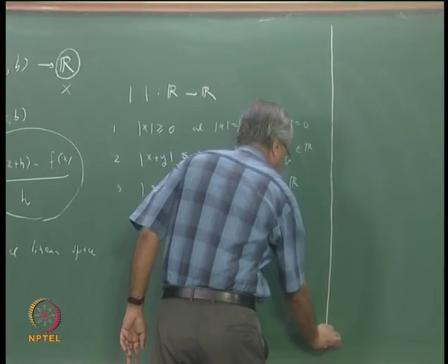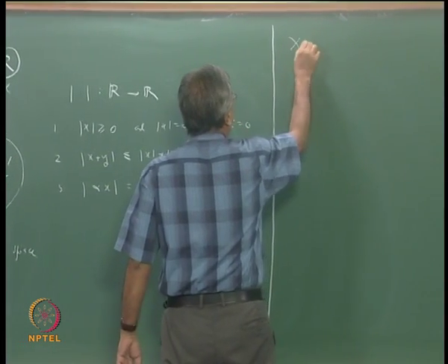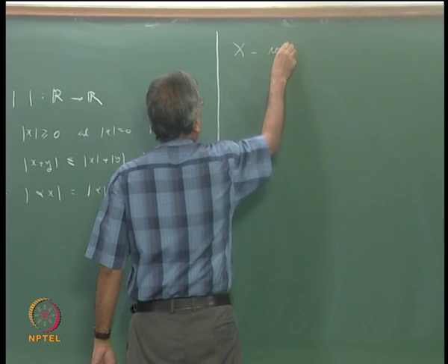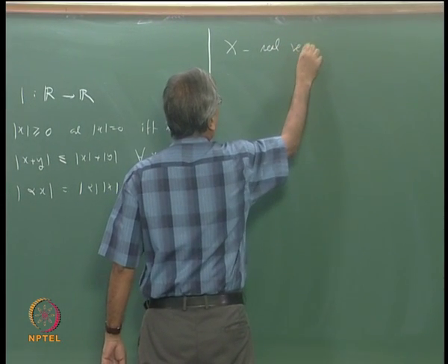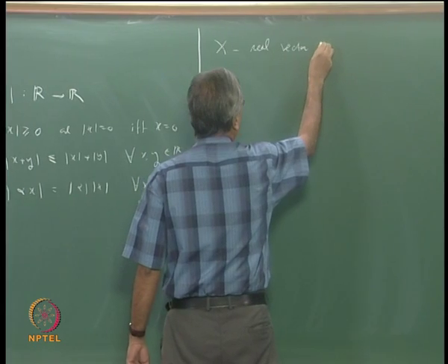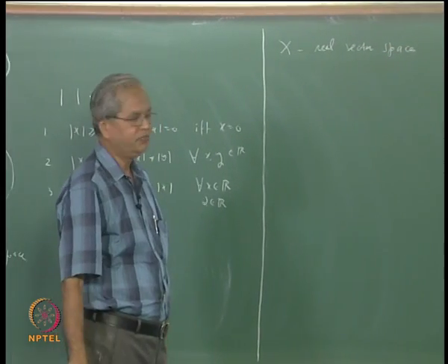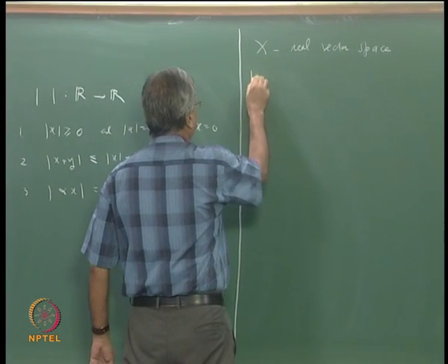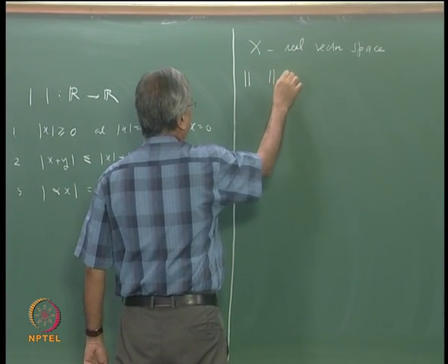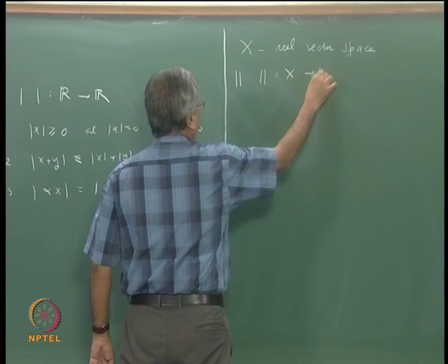So let us say X is a real vector space. Of course, we can define something similar in the complex vector space also, but we shall not go into that much generality. Okay. X is a real vector space, and suppose we denote this function by norm. Norm is a function which goes from X to R.